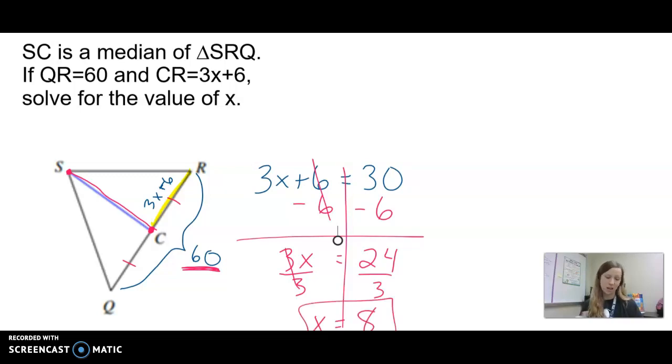How can I verify my answer? I would plug it back in. 3 times 8 plus 6. 3 times 8 is 24, plus 6 is 30. And remember, 30 is half of 60.